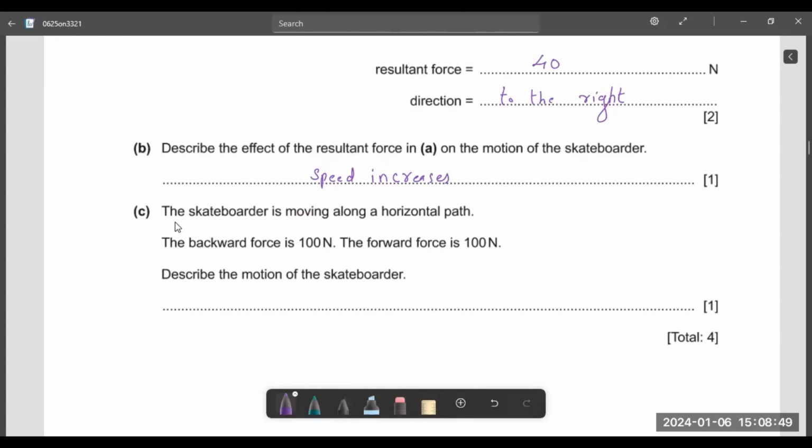The skateboarder is moving along a horizontal path. The backward force is 100 newton and forward is 100. So backward is 100 and forward force is also 100. So it is equal. It is in equilibrium. Describe the motion of the skateboarder. So he'll be moving at a constant speed. Acceleration: as the force is the same in backward and forward direction, there will not be any acceleration. He'll be traveling with a constant speed.